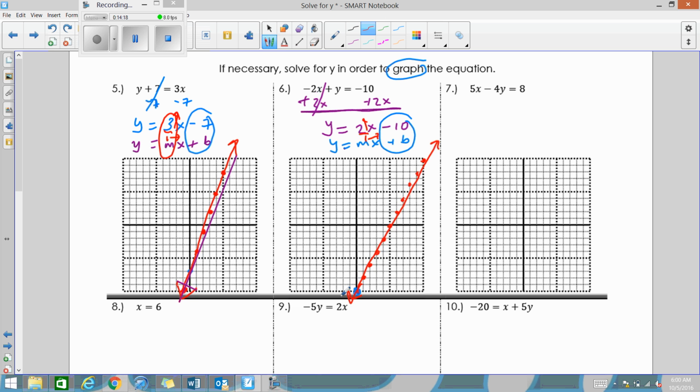Number 7. So again, sometimes it's not going to look as nice or easy, so we got to get our y alone. Now our y is negative 4y. So we have to first get rid of this 5x by subtracting 5x. A lot of kids are going to be like, oh, that negative sign belongs to the 5x. It doesn't. The negative belongs to the 4y. So that's why I circle it, so I don't do anything with that. All right, so I'm going to subtract 5x.